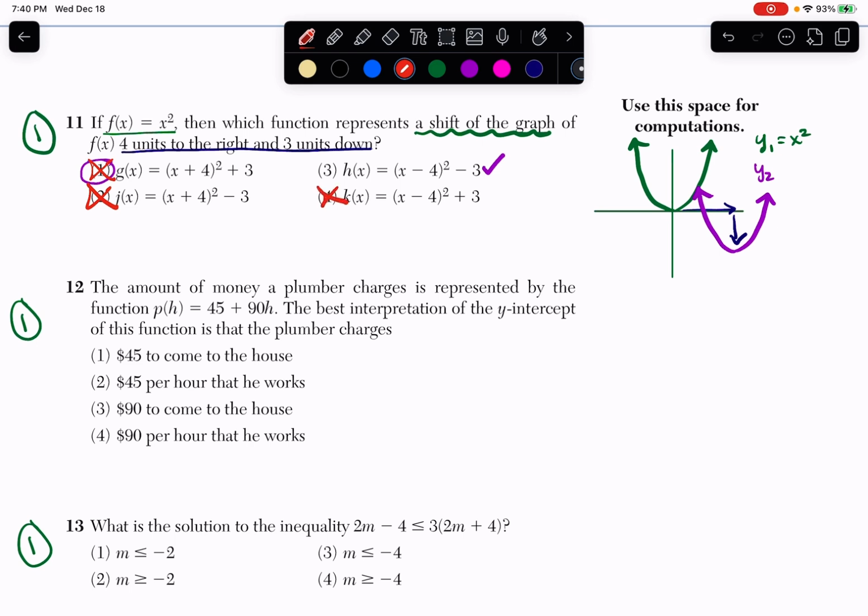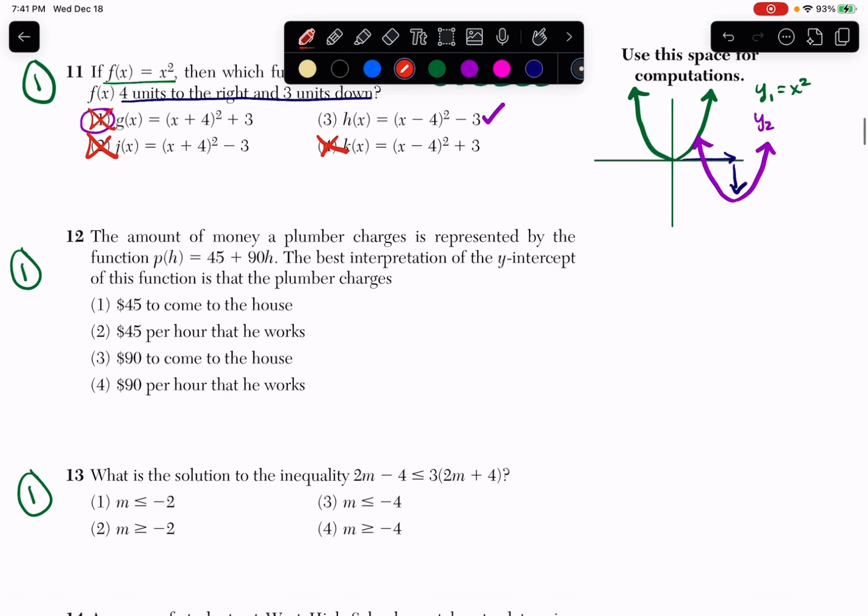So this one's just asking how a graph moved. I don't have to do any fancy math. I can just make the graph, look in my calculator, and observe which one went to the right, which one went down. Answer choice 3 is the one that did that, so I can be pretty confident and move on with my life.